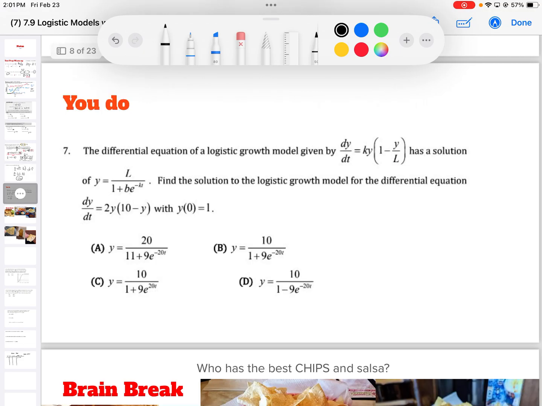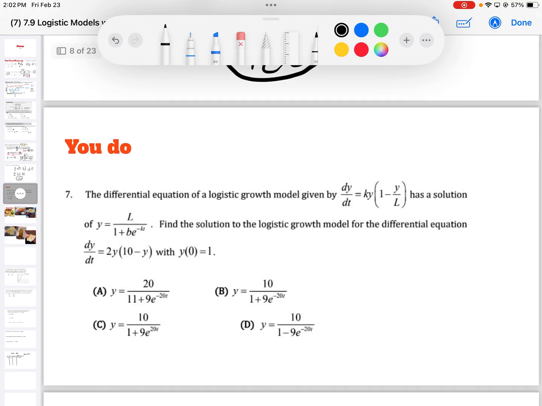All right, y'all do this one. Take a second, do it all on your own. We're going to get there. Go back to the last one.